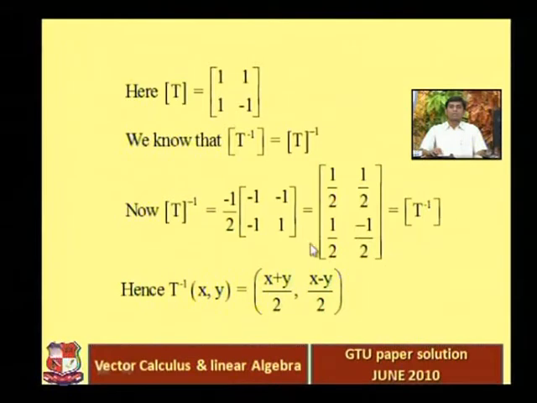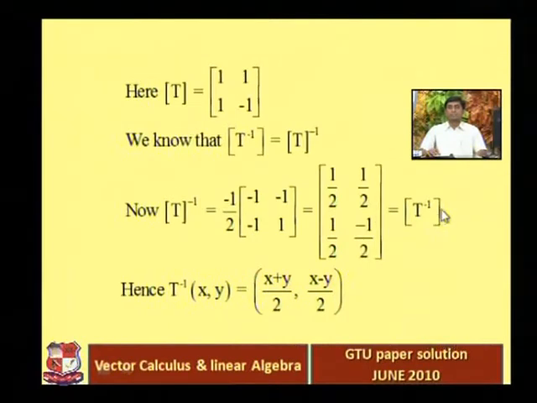So 1 1 become minus 1 minus 1. So this is the adjoint of the matrix, minus 1 minus 1, minus 1 1, and then multiply by minus 1 by 2, because the determinant of this matrix is minus 2. Multiplying minus 1 by 2 into this matrix, you will get 1 by 2, 1 by 2, 1 by 2 and then minus 1 by 2. This is exactly the standard matrix of T inverse.